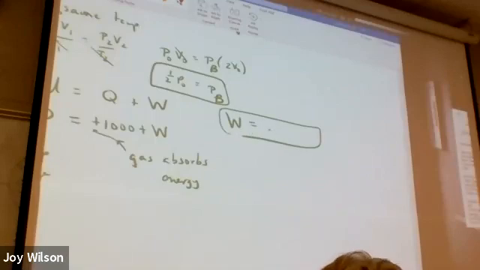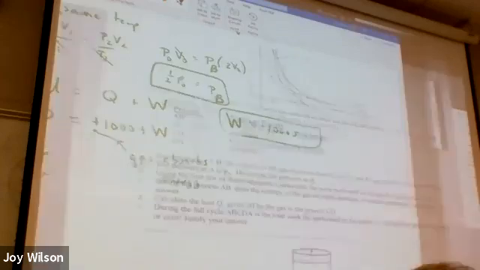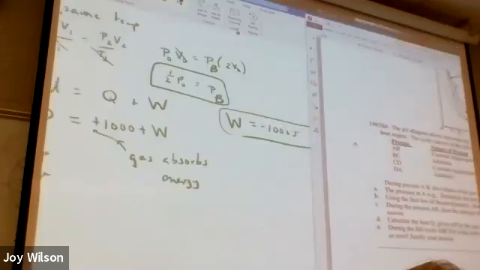Yeah, that's a tough one. You subtract 1,000 on both sides and you get negative 1,000 joules. What does that mean? That the work is negative means what? Did I take in work or did I put out work? I put work out. So I took in heat and I did work out. Okay? It'll take us a while. We'll do several of these, so don't get uptight yet.